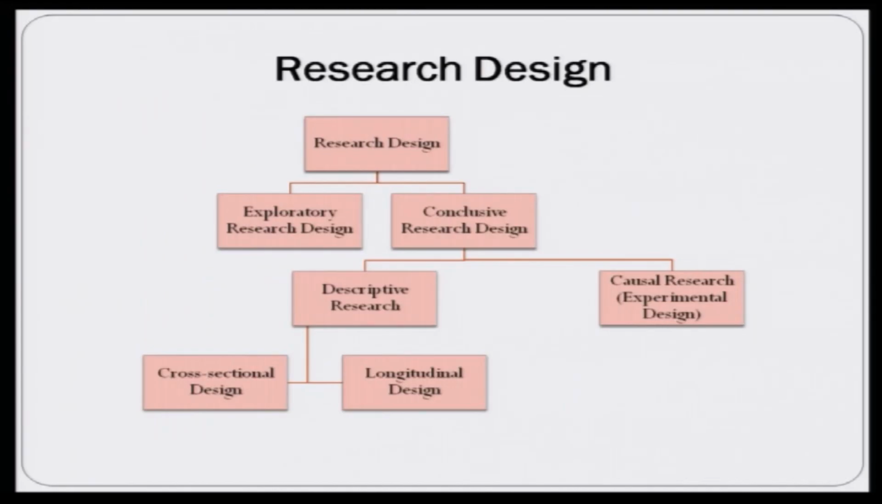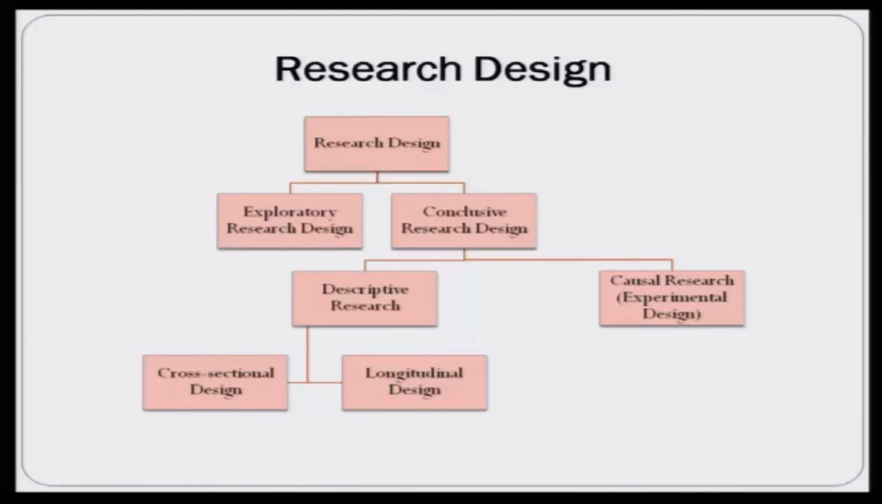We have discussed the management decision problem, the marketing research problem, and the relationship between the two, that they share a causal relationship, one being the effect of the other. Then we started talking about the next step, that is research design. I talked about how there are broadly two types of research design, one is exploratory research design and the other is conclusive research design.